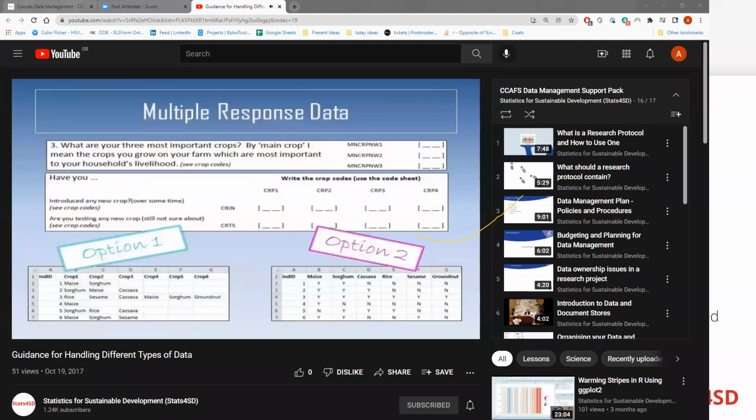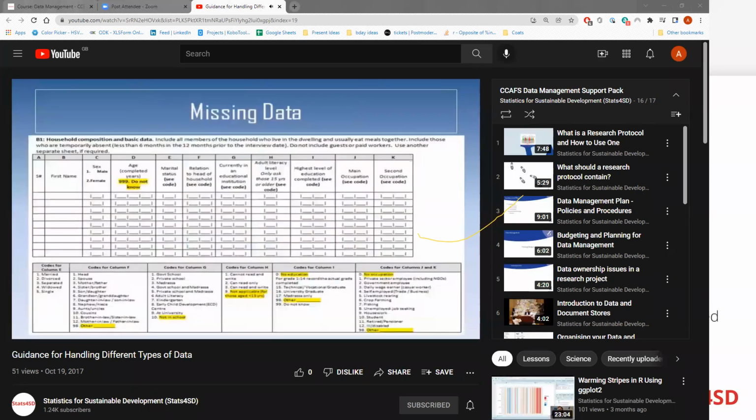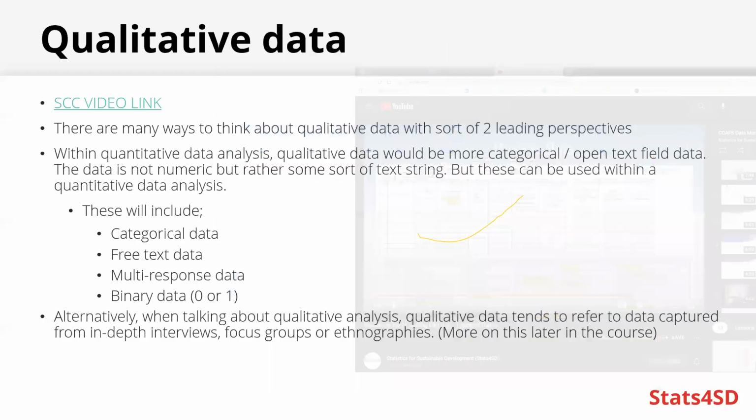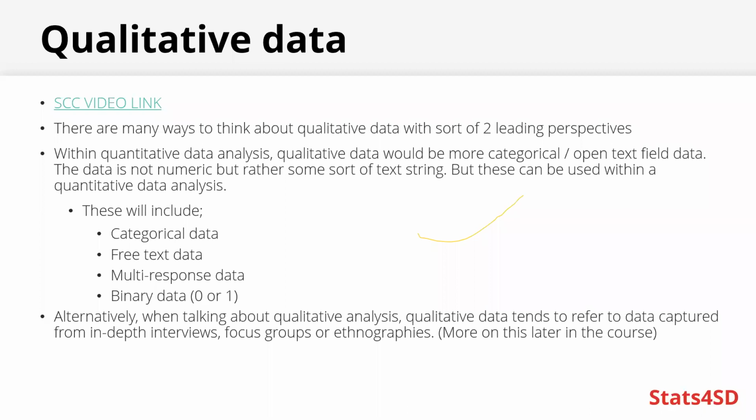The second option is to create a variable for each unique response given and indicate whether each, say, crop, was specified by the respondent using a yes-no or coded 1-2 response. This is usually preferred by the analyst. However, it can result in a large number of variables. So those are two different options for dealing with this multi-response data.